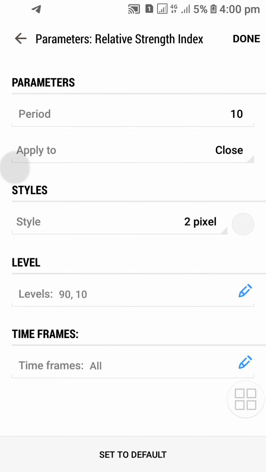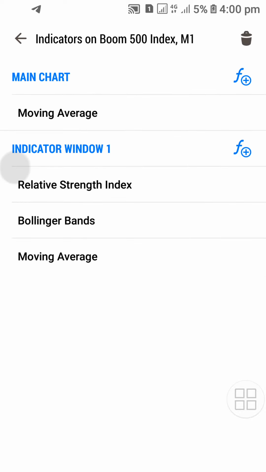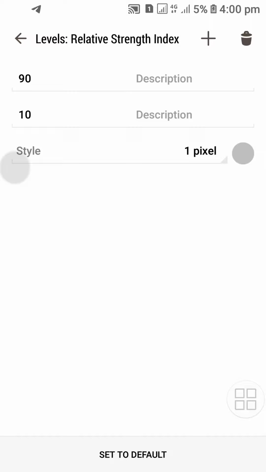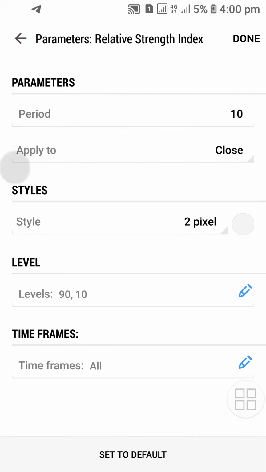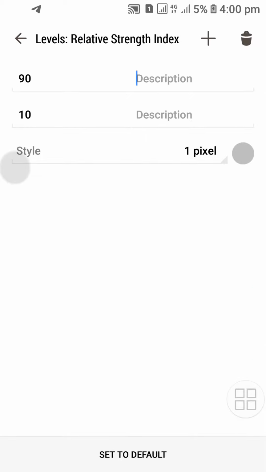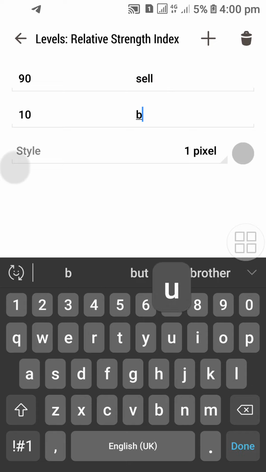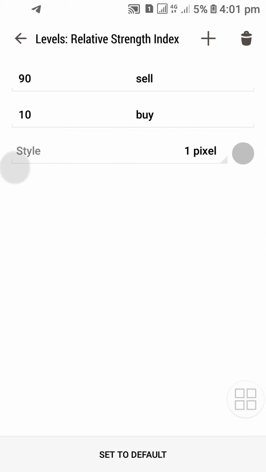The next indicator we are using is the relative strength index. These are the parameters we are using. You can take a screenshot of this and mark out the levels: you want to sell from the 90 level and buy from the 10 level. So you sell here, you sell here, and then you buy here. This is what you do.